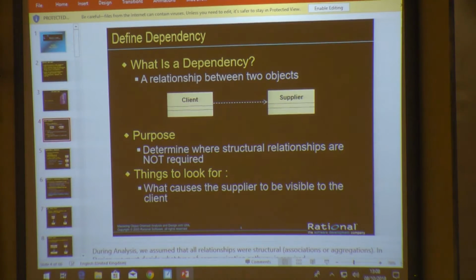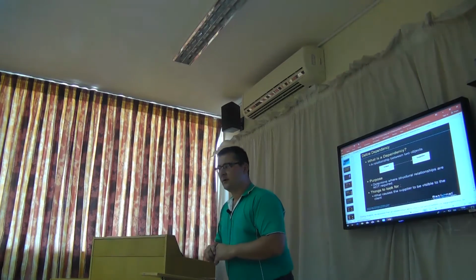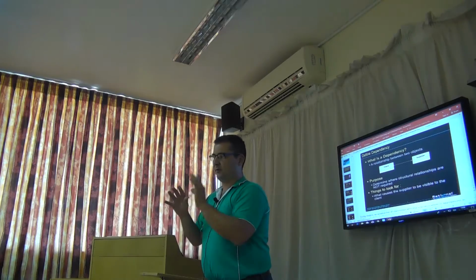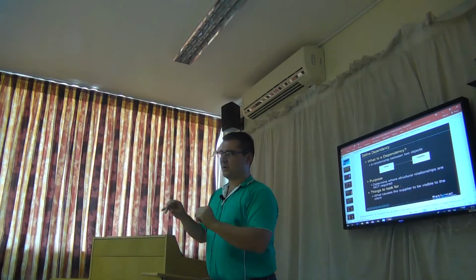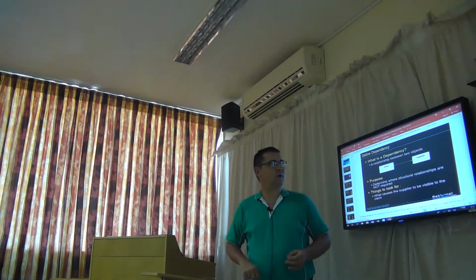It tells us that it's a relationship between two objects mainly, with the purpose of determining which structural relationships are not required. Now, what is a structural relationship? A structural relationship is where we have a relationship created between two classes due to an object which is staying behind. We will look at it also a bit later.